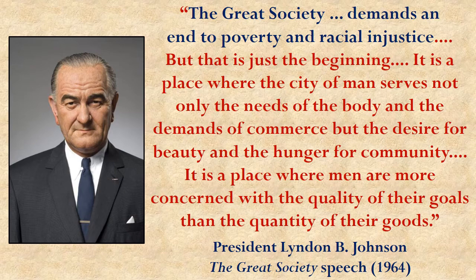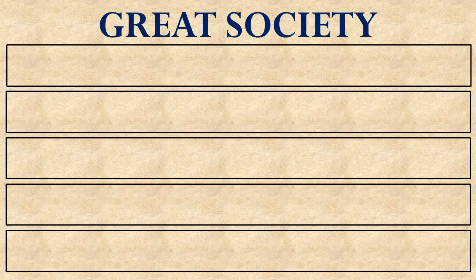Well, in response to things like the Civil Rights Movement, Lyndon Johnson, as President of the United States, declared that he wanted to create a great society. And what he meant by that was a society that would demand an end to poverty and racial injustice, among other things, in which the needs of the body and the demands of commerce, as he puts it, would not be the only things that we would be concerned with, but also beauty and community and things like that, where we'd be less concerned about the quantity of the goods that we have and more about their quality, those sorts of things. He wanted America to become a place that, in his mind, would be fairer to all economically. We're going to discuss 5 elements of his Great Society program.